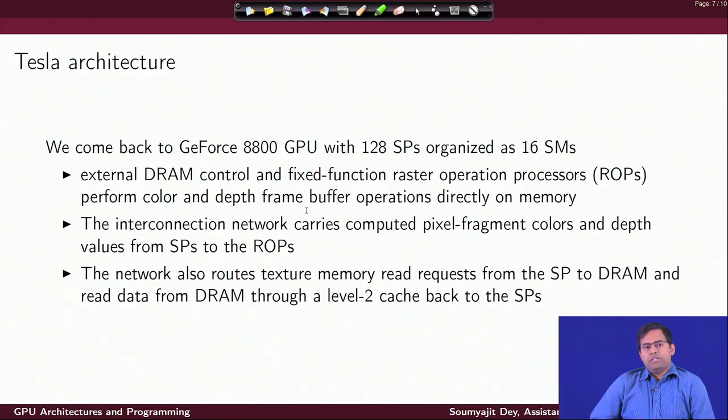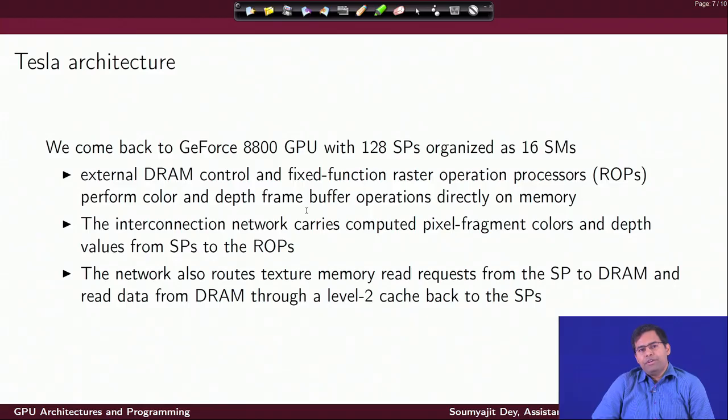So, coming to this Tesla architecture, we speak of again this GeForce 8800 GPU with 128 SPs that are organized as 16 streaming multiprocessors or SMs. So, in this specific GPU, you have an external DRAM control, you have fixed function raster operation processors, ROPs, which perform color and depth frame buffer operations directly on the memory.